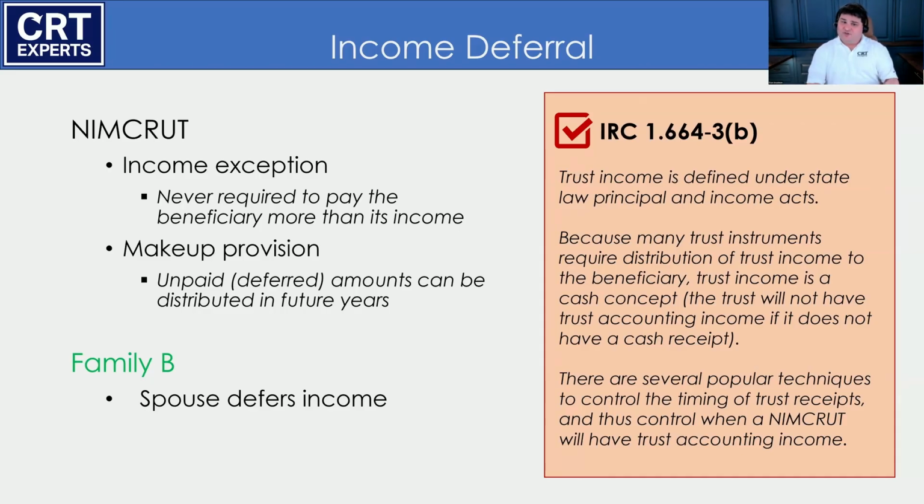So that combination, the income exception and the makeup provision, can be used to control the timing of distributions from the NIM CRT to the beneficiaries. And this is all centered around trust accounting income. So trust income is a cash concept. So what that means is a trust will not have income if it does not have a cash receipt. There are several techniques to control the timing of trust receipts, and thus when a NIM CRT will have trust accounting income. But they all work the same way.